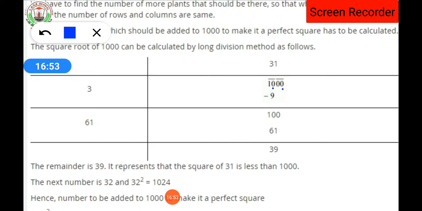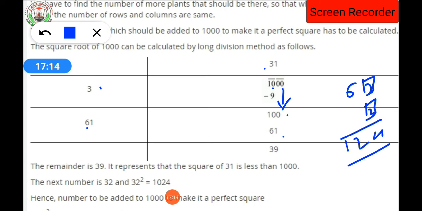So 3 into 3 is 9. 10 minus 9 is how much? 1. Now this 0 0 will come down together. Now 3 plus 3 will be 6. Now what number should be multiplied with the 6 to get 100? So if you multiply by 2 here, it will be 124, which is more than 100. So here we are going to take this as 1. Okay, so that will be 61.